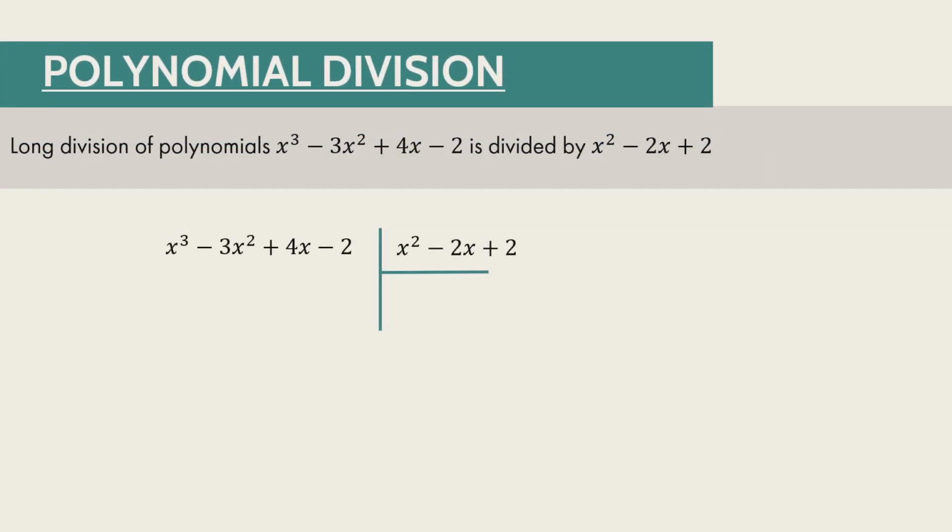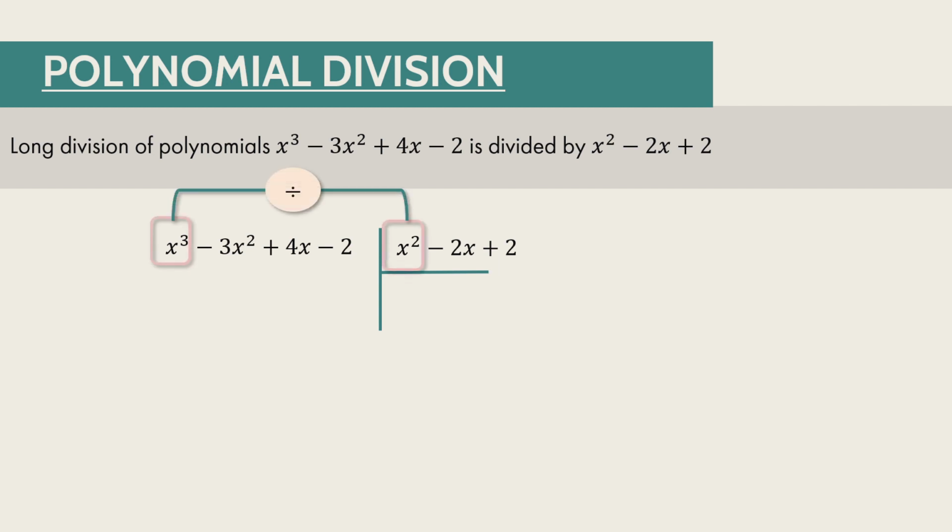In the previous lesson, we learned how to divide polynomials by quite simple divisors, such as a linear polynomial. In this lesson, we will apply the same method to practice dividing some more complicated polynomials by more complicated divisors. Okay, so let's first consider this example: x to the power of 3 minus 3x squared plus 4x minus 2 divided by x squared minus 2x plus 2.